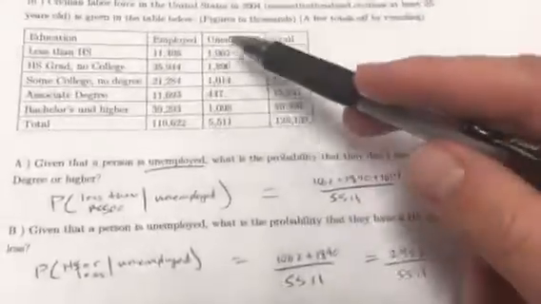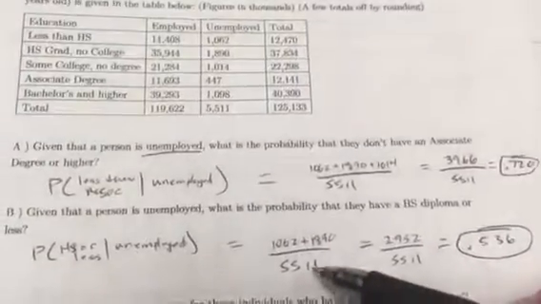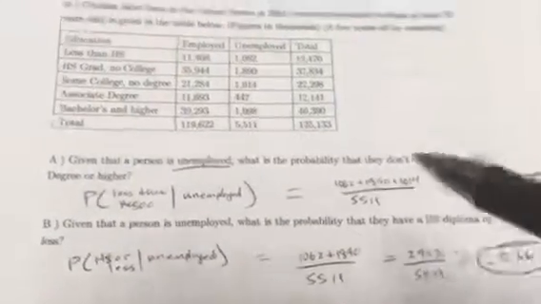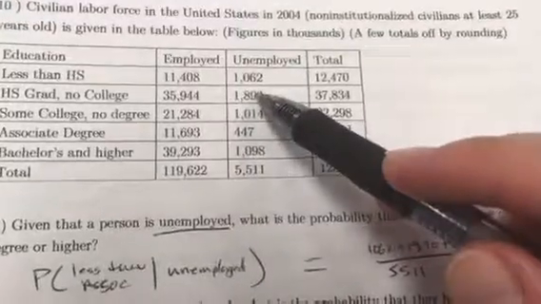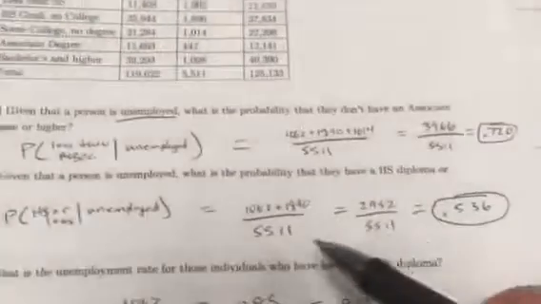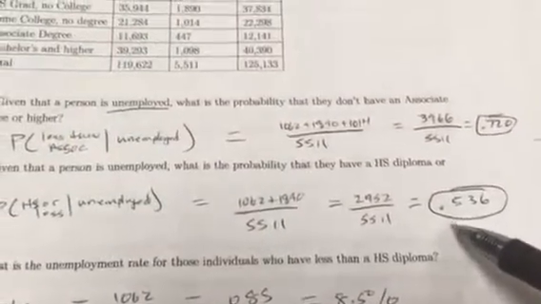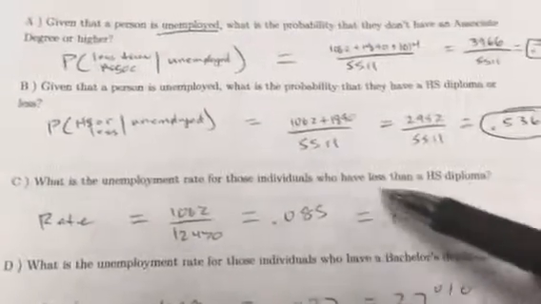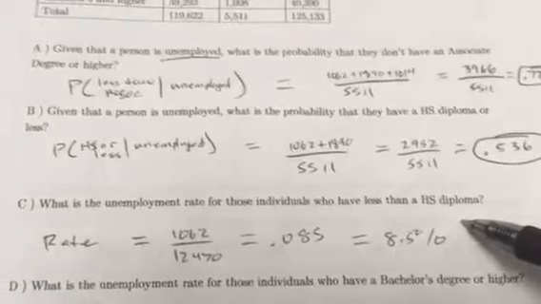Given that a person is unemployed, so 5511 is the denominator, what is the probability they have a high school diploma or less? That would be this one and this one added together. Divide.